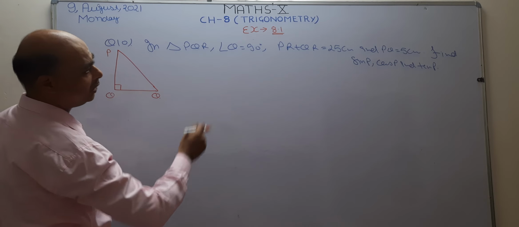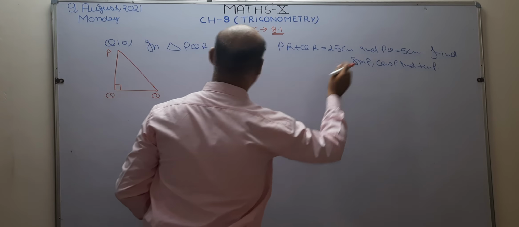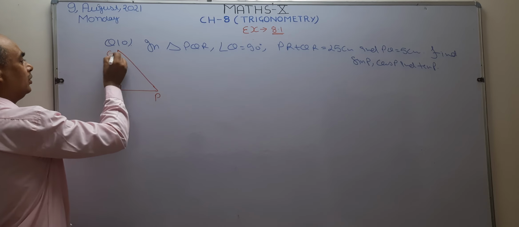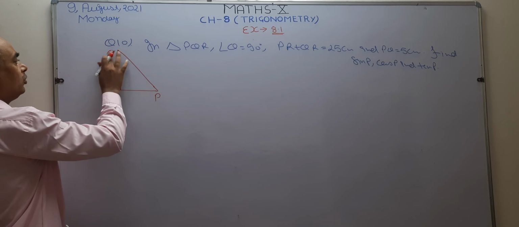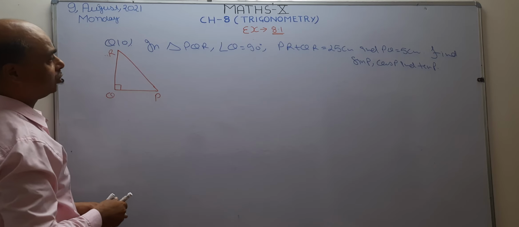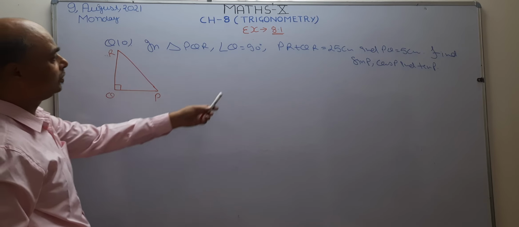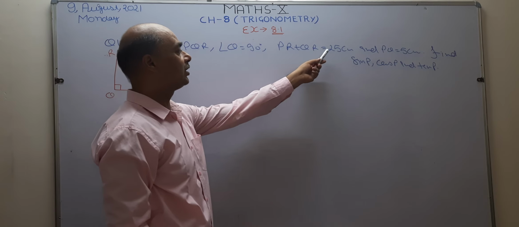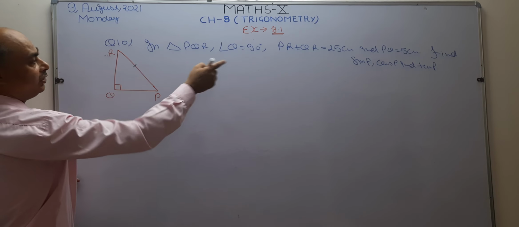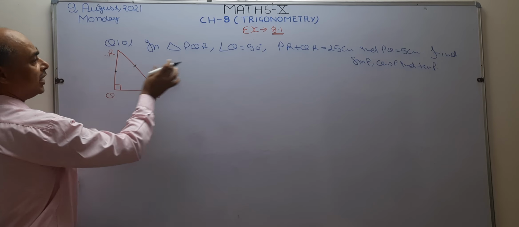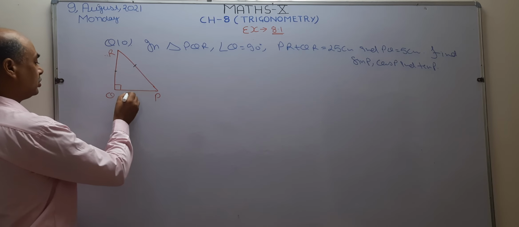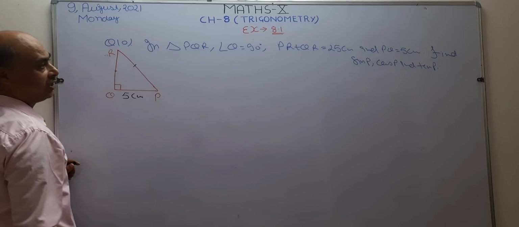Okay. In this question, we are going to find the value of P. So I take P here. Take P on the base. P, Q, and this is your R. Okay. Now what is given in this question? Sum of two sides PR and QR is 25, meaning this side PR and this side QR. Sum of these two sides is 25. It is given. And PQ is 5 centimeter. Where is PQ? This side is given 5 centimeter.